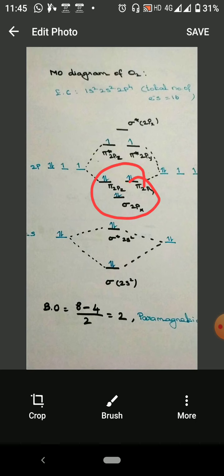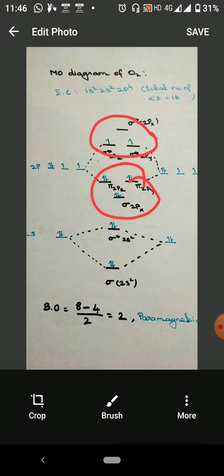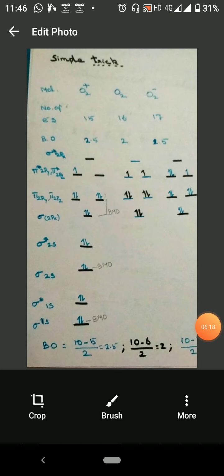Then you can also observe the condition of the electrons, which is single. That means unpaired electrons are present, so the magnetic property of the oxygen molecule is paramagnetic.